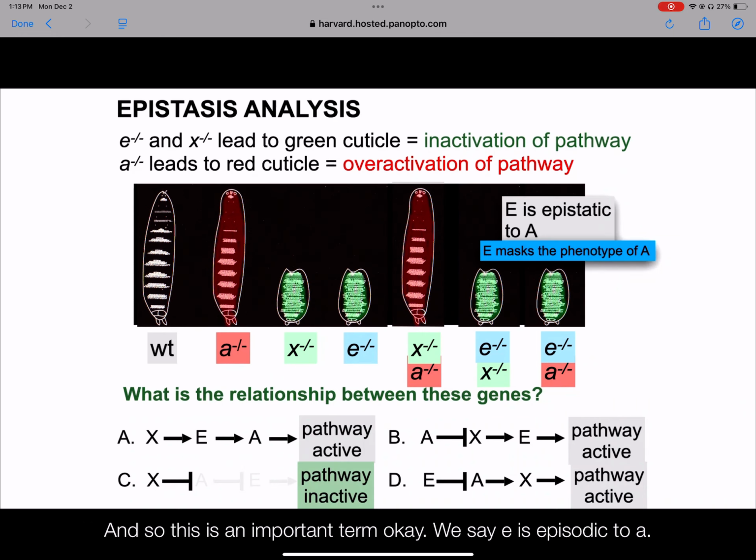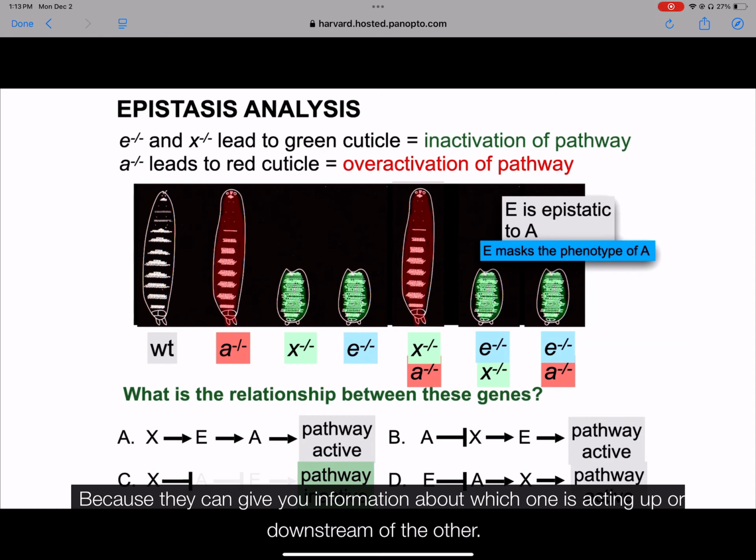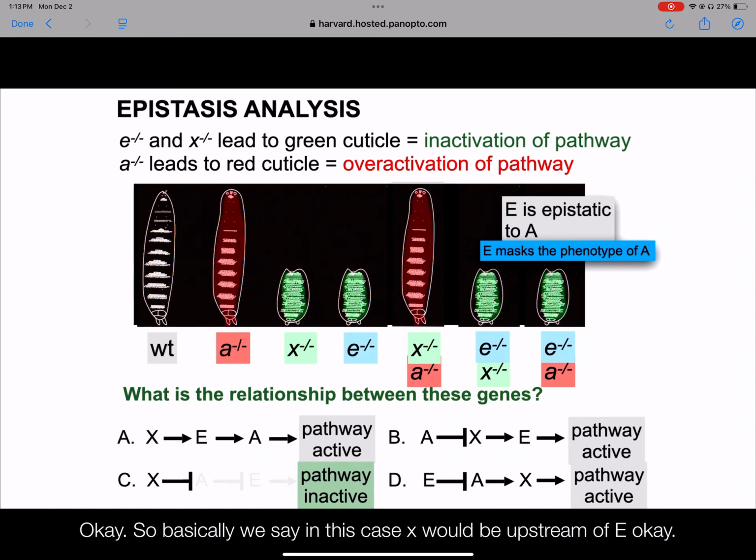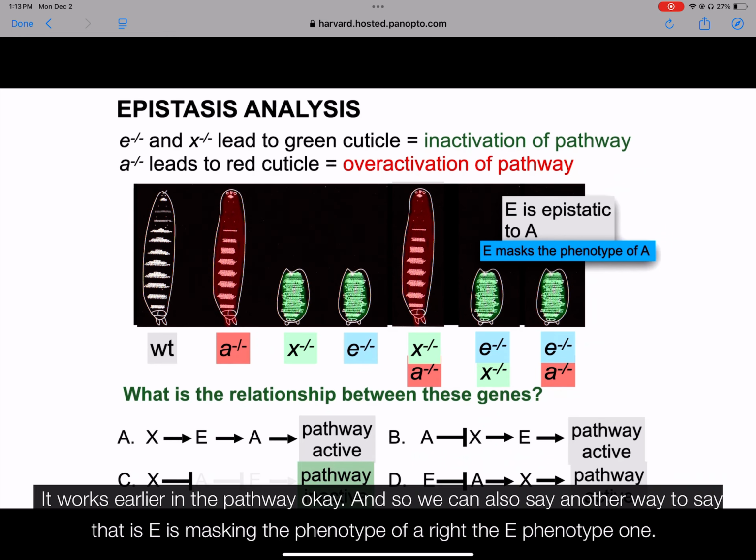And so this is an important term: we say E is epistatic to A. So we call this epistasis analysis. This is why the double mutants can be very informative, because they can give you information about which one is acting upstream or downstream of the other. So basically we say, in this case, A would be upstream of E. It works earlier in the pathway.